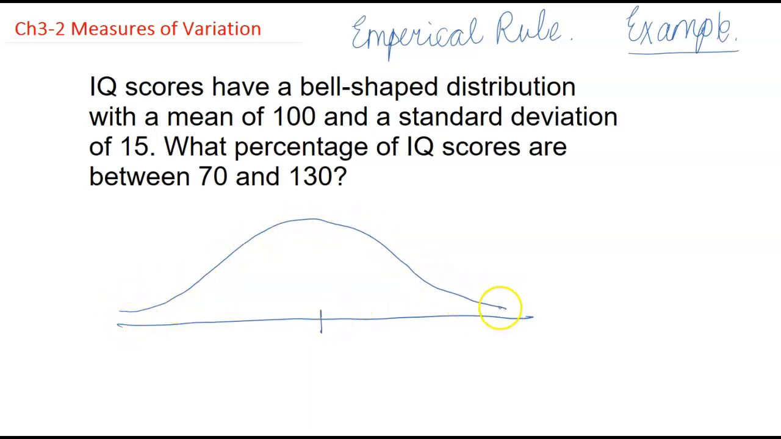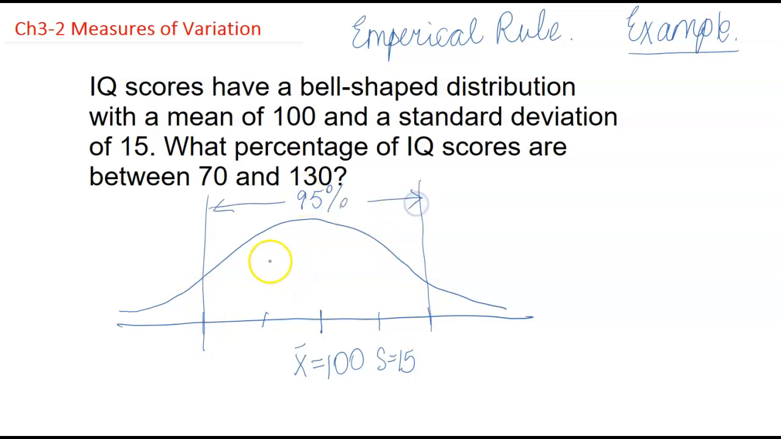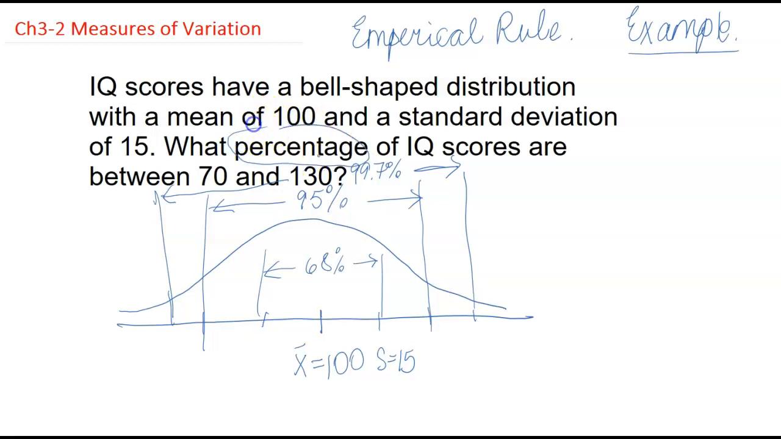Let's draw the bell-shaped distribution of our dataset with the mean of 100 and a standard deviation of 15. Remember, according to the empirical rule, 95% of the data lie within 2 standard deviations, 68% of the data lie within 1 standard deviation, and 99.7% of all the data are within 3 standard deviations. So in order to answer the question, what percentage of IQ scores are between 70 and 130, we need to find where those values, 130 and 70, are.